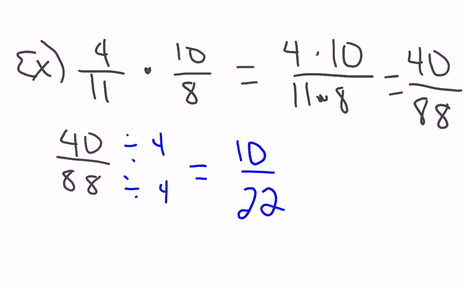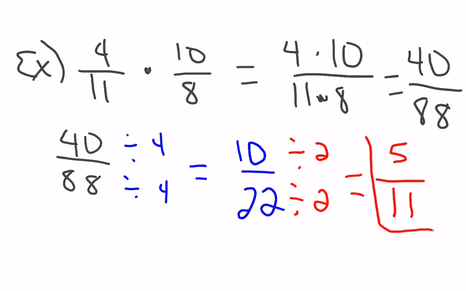And now we look and we say, well, no, something still can go in there. I think 2 can go into both of those. Totally fine. And divide them both by 2. 10 divided by 2 is 5. 22 divided by 2 is going to be 11. And there we go. Nothing else goes in there, so our answer is 5/11.